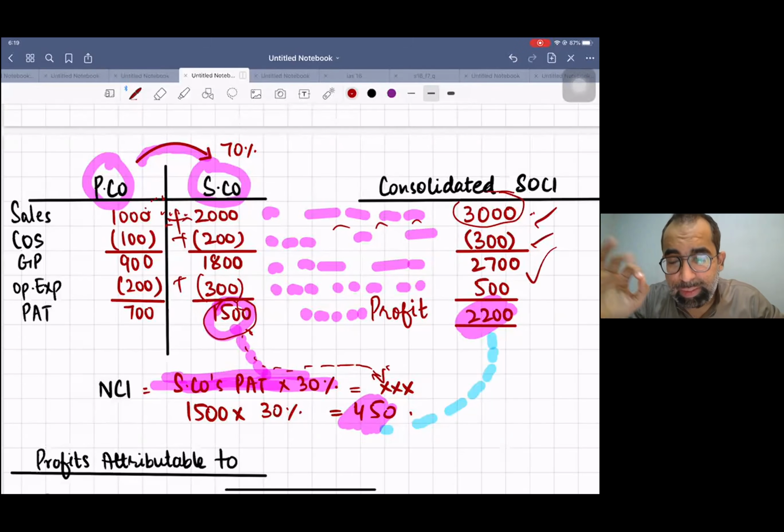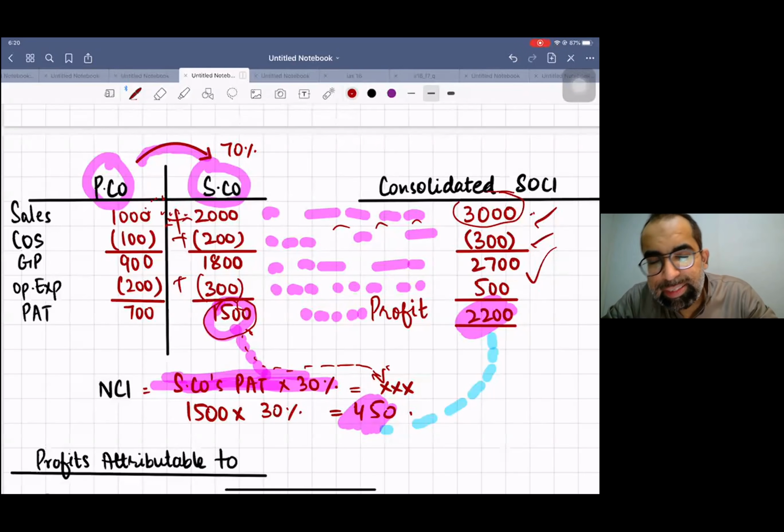So now listen to the words. Whenever there is a mistake in the S company's books, whenever there is any problem in the S company's income statement, that problem will not only affect the consolidated SOCI, but will also affect the NCI working. That's it. That was the real summary. I repeat, if there is a problem with the parent company's books, the parent company's income statement, that problem will only be adjusted in the consolidated SOCI. Okay.